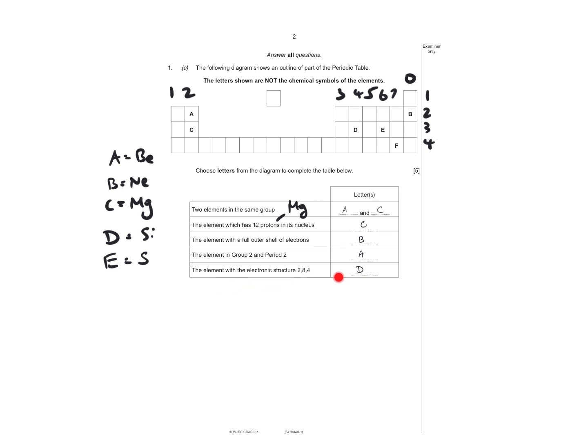And finally, the element with the electronic structure 2, 8, 4. Well, added up, that equals 14. And I can look at the periodic table. I know that 14 would be silicon, and silicon I've already worked out is D. So I'm going to put D by there.